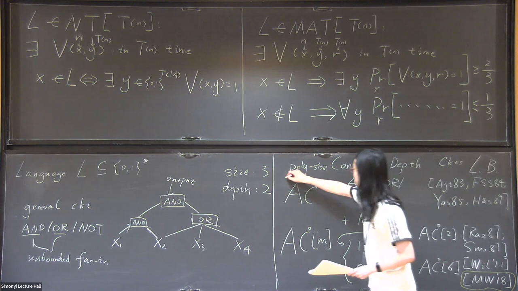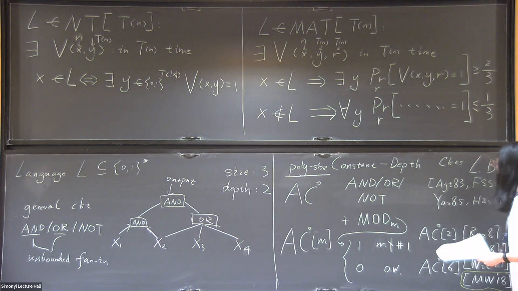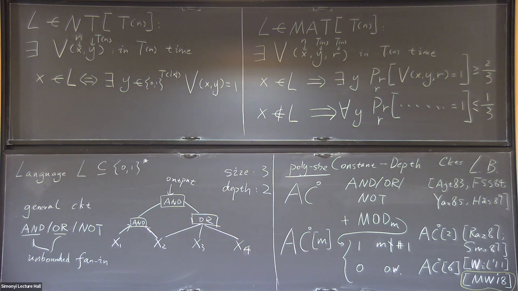For AC0 circuits, a very beautiful line of work proved very strong circuit lower bounds against AC0 circuits. So we know parity cannot be computed by even some sub-exponential size AC0 circuits.